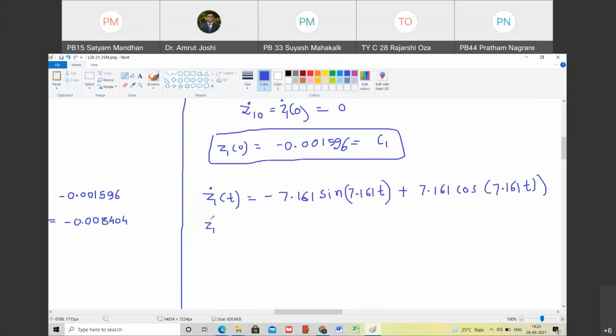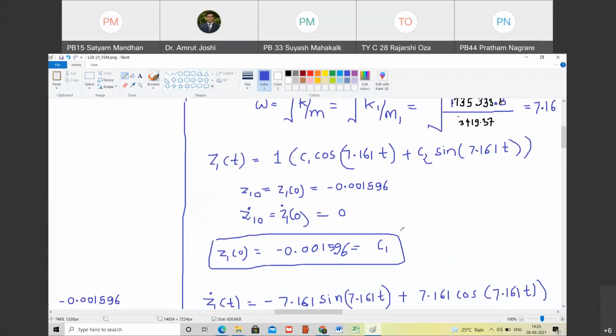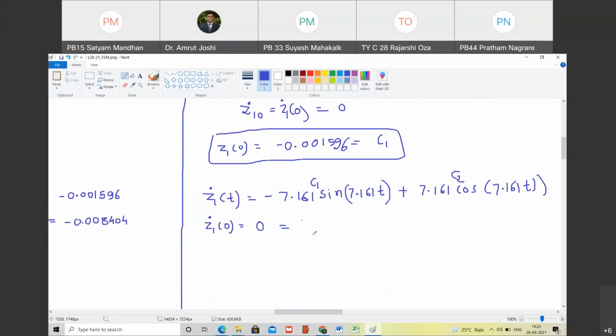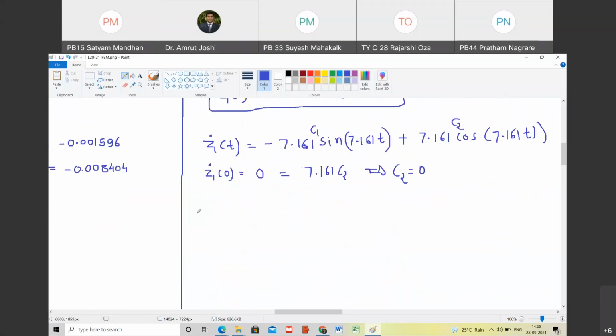So now what is Z1 dot of 0? This must be equal to 0. Substitute t equal to 0 here. The first term is going to vanish, the second term is going to prevail, and that is going to be equal to 7.161 C2. Here we have C1, here we have C2. So when I substitute this as 0, what do I get? 7.161 C2. That gives me C2 equal to 0. Happy? Yes, sir. So what is the solution of the first equation? Z1 of t. Tell me.